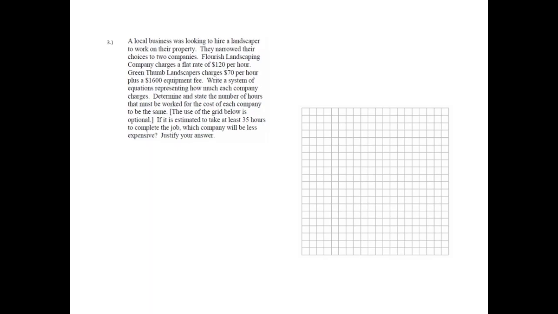So number 3, a local business was looking to hire a landscaper to work on their property. They narrowed their choices to 2 companies. All right, here's our 2 different companies. Flourish Landscaping Company charges a flat rate of $120 per hour. So they're only charging $120 per hour, nothing extra, okay? Green Thumb Landscapers charges $70 per hour. They're cheaper, but they have a $1,600 equipment fee. Yikes. Okay, so that's our first piece of information.